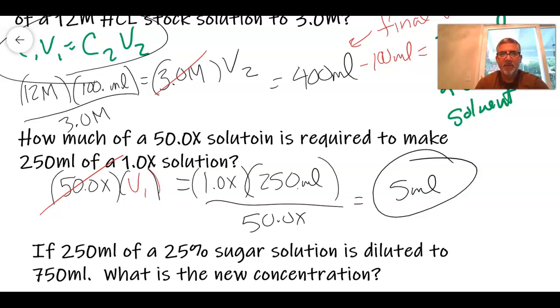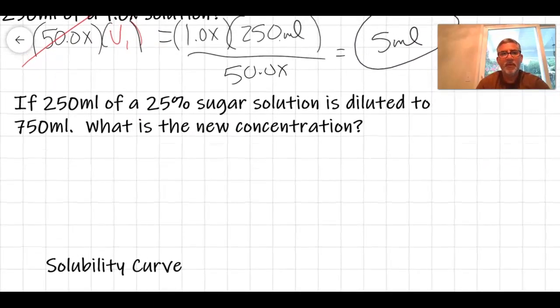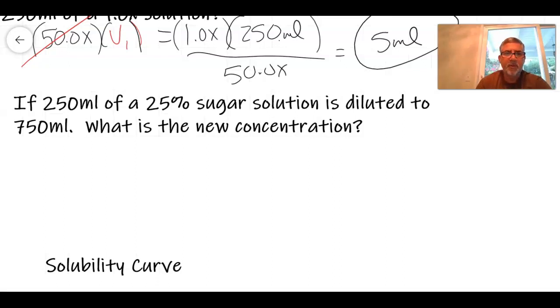So I do 5 milliliters of my stock solution, and then I'd add 245 milliliters of water, and it would make it 1 by. Okay. All right. So another way to look at it: 250 milliliters of 25% solution is diluted to 750 milliliters.